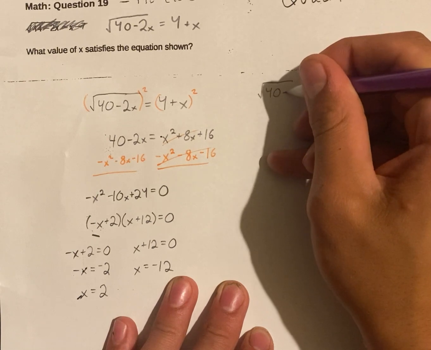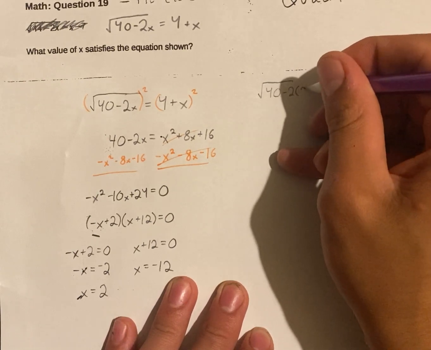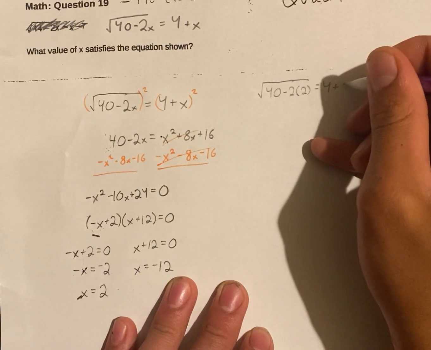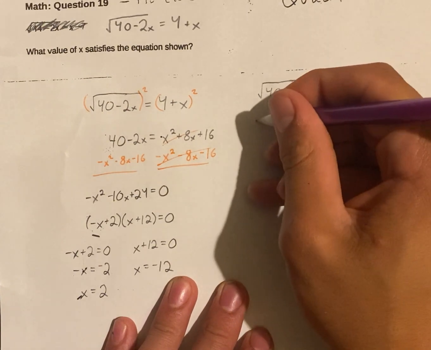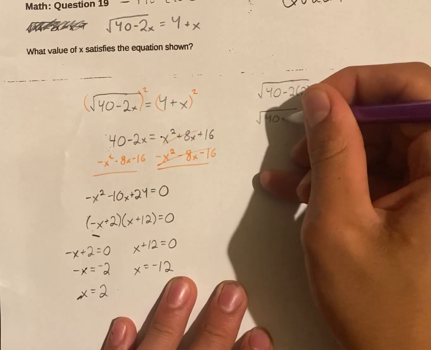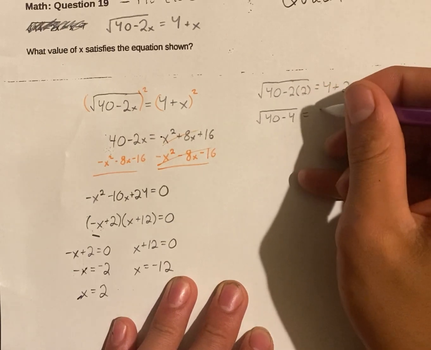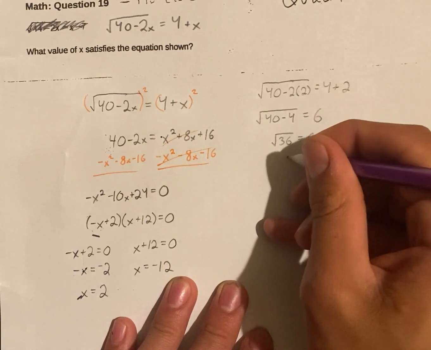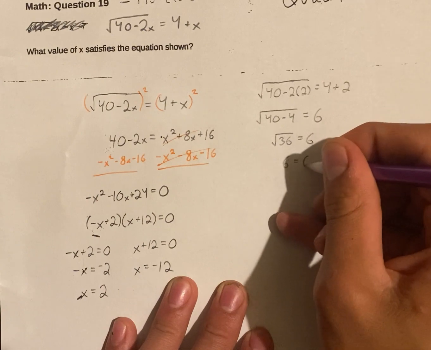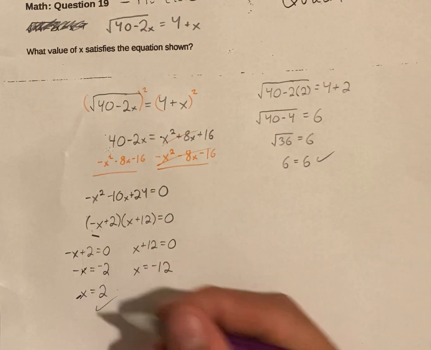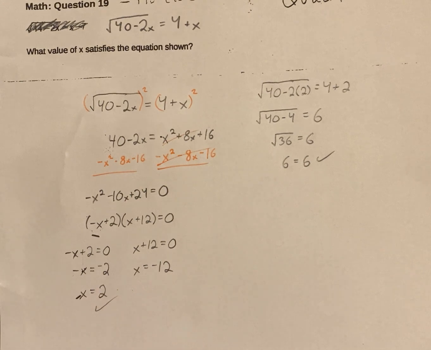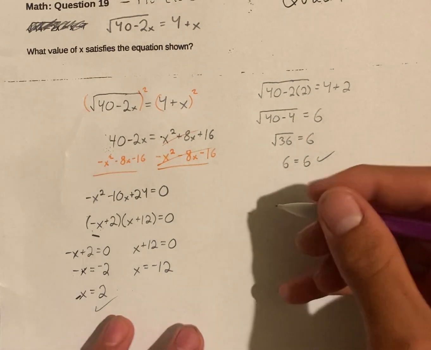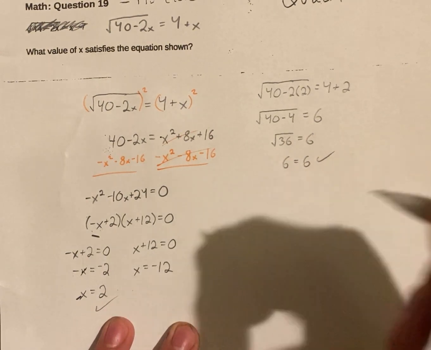Square root of 40 minus 2 times 2 equals 4 plus 2. The square root of 40 minus 4 equals 6. The square root of 36 equals 6, and the square root of 36 is 6, which means that this checks out. 2 is a correct answer, but that doesn't mean we're done yet. We need to make sure that this right here is or is not a correct answer. And that's probably where people most likely made their mistakes.